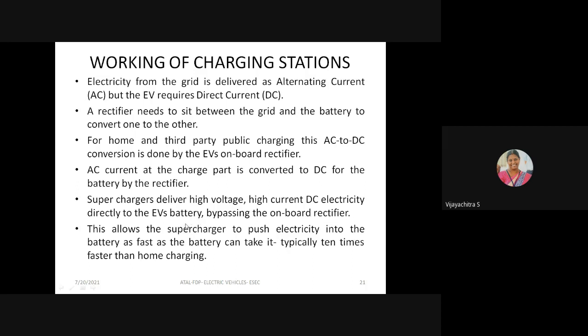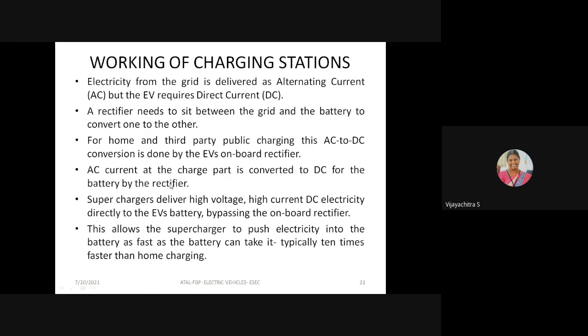Depending upon the type of facility we prefer, the cost may vary. Okay, if a supercharger is placed for the electric vehicle, then the cost will definitely be high, and we can ensure fast recharging. This allows the supercharger to push electricity into the battery as fast as the battery can take it, almost 10 times faster than home charging. So superchargers can recharge the battery 10 times faster than normal chargers with rectifiers.